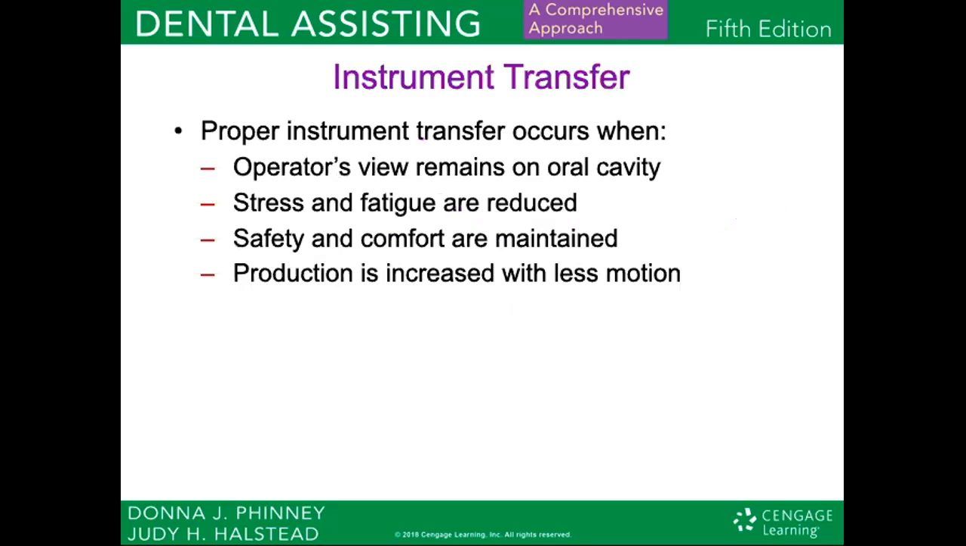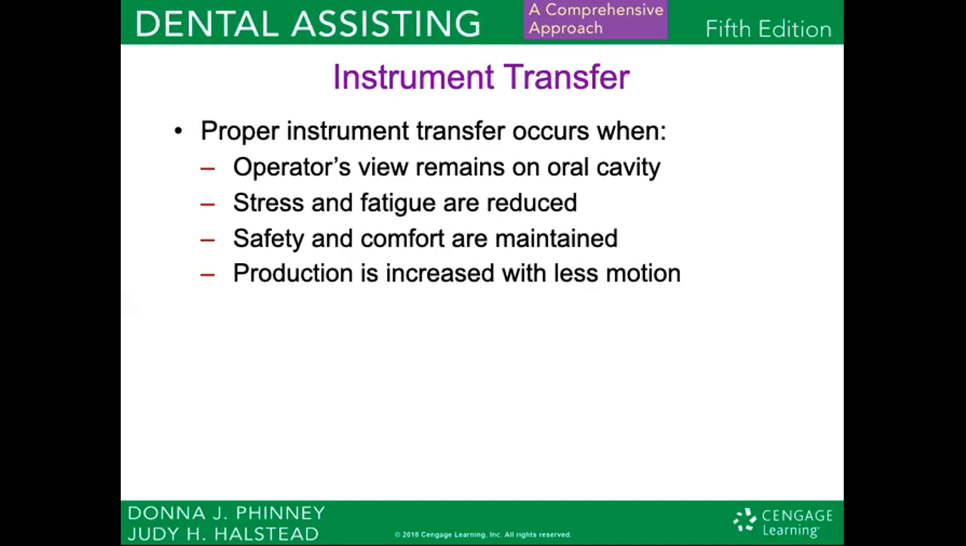And let's get started. So instrument transfer has to deal with the proper instrument transfer. The proper instrument transfer occurs when the operator's view remains on the oral cavity, so that they don't have to look back and forth from a tray to the mouth. This will reduce the stress and fatigue, and it'll maintain the safety and comfort of the patient, all while making sure that production is increased with less motion.